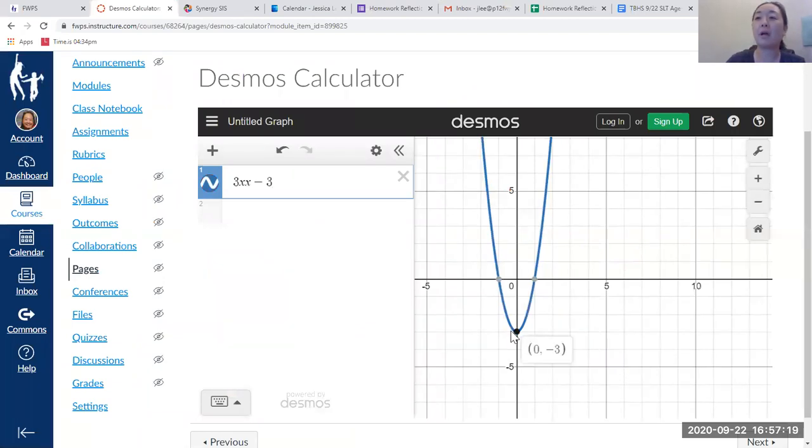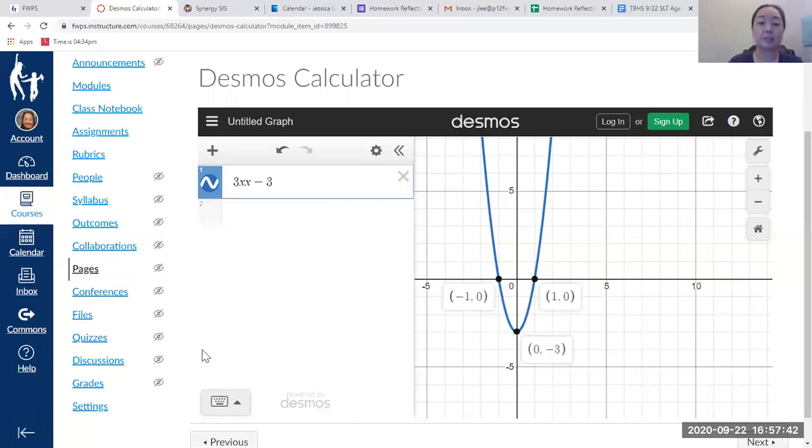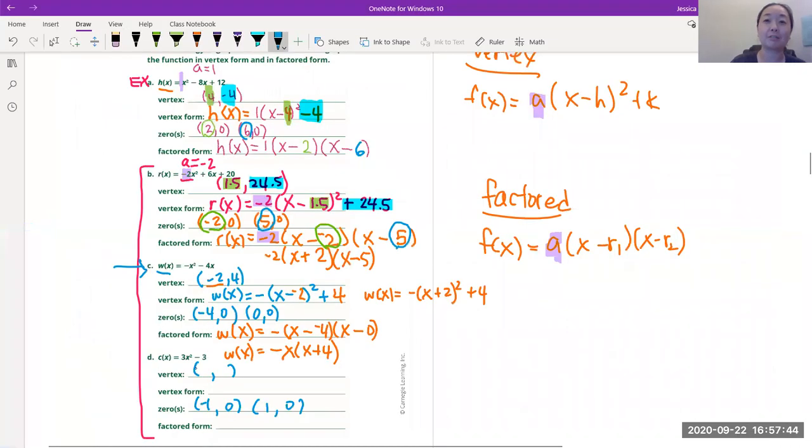So our vertex is going to be 0, -3, and our x and y is going to be -1, 1. So this is our vertex, -1, 1, and then, oh, just kidding. That's our zeros, so -1, 0, and 1, 0. And then our vertex is going to be, I totally forgot, 0, -3. Okay, so 0, -3.